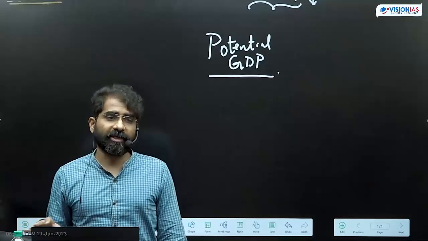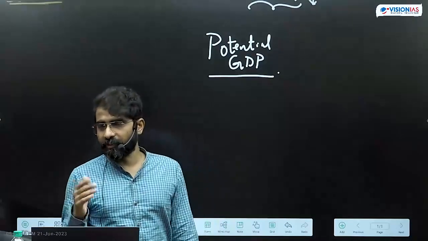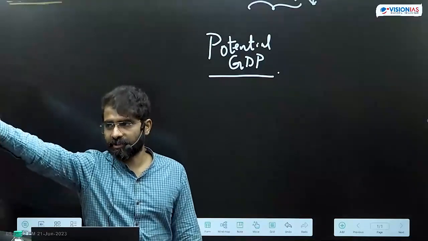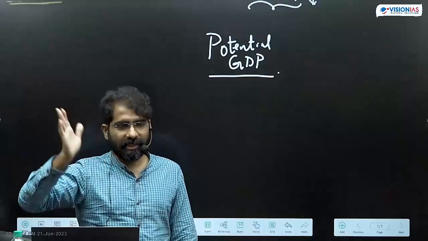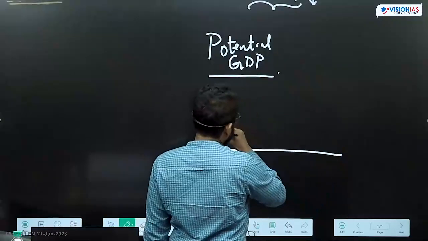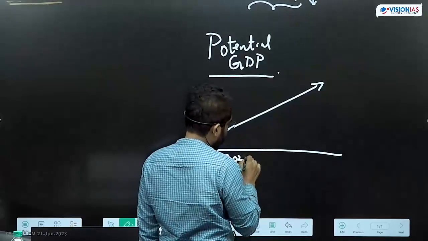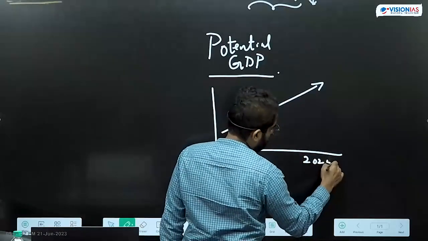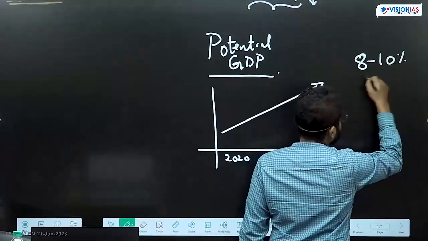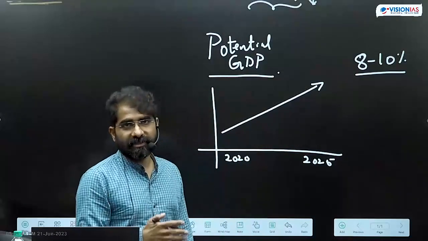So the meaning of potential GDP is something like, it is not real. Potential means what? The country has a potential to reach a GDP of so much. It's like an estimation, right? Okay, so when I say potential GDP, suppose this is the potential GDP for the next 5 years, let's say from 2020 to 2025. India's potential GDP is around 8 to 10% growth. India has a growth of 8 to 10%, which is a potential GDP.